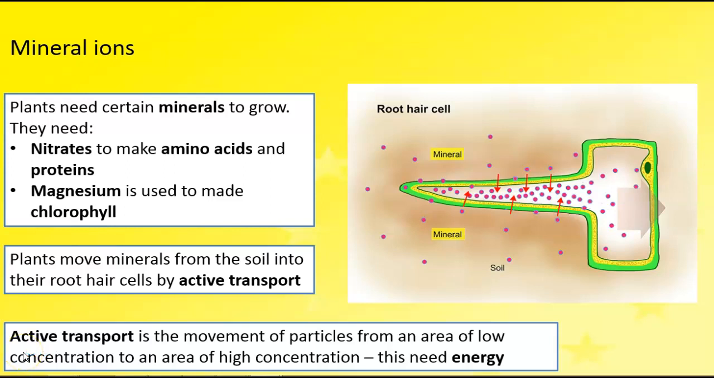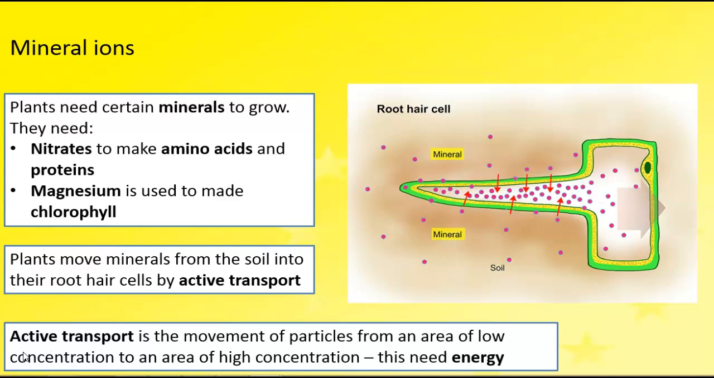And if you look at the picture here, we've got a root hair cell, and the purple coloured dots represent mineral ions. And what you can see here is that we've got a lot of mineral ions inside the root hair cell and not many in the soil, but the plant cell needs more. And so normally by diffusion, those mineral ions would move out of the cell from an area of high to low concentration, but we don't want that to happen. We need to get more into the cell.